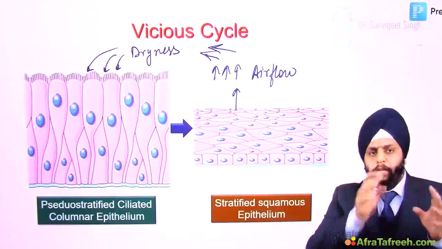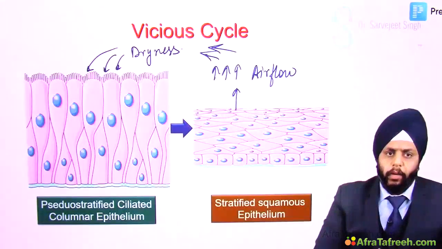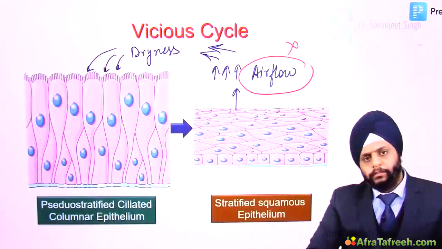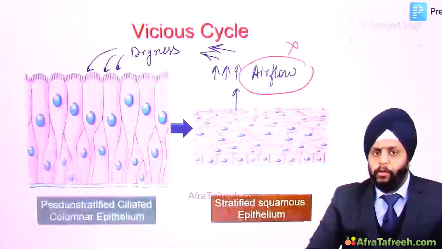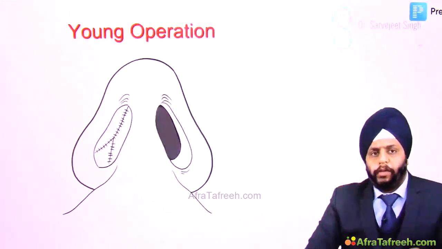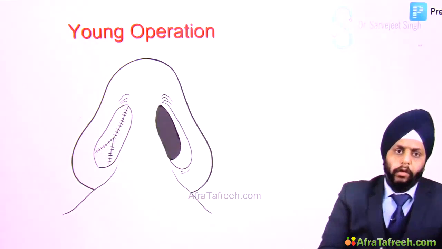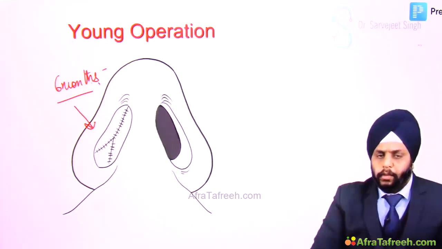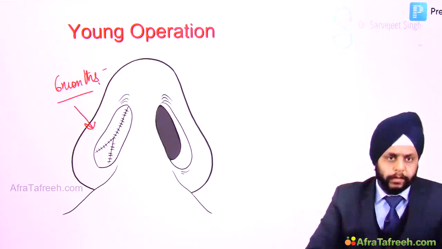So how can we break this cycle? We can break this cycle in one simple way, by stopping the airflow. How can we stop the airflow? We can stop the airflow by doing Young's operation. So what do we do in Young's operation? We close one side nasal cavity for 6 months. After 6 months we open it up, and we close the other side for the next 6 months.